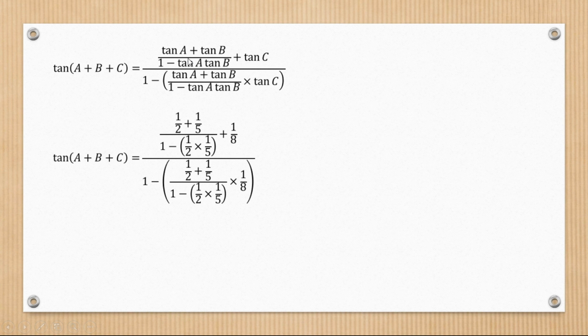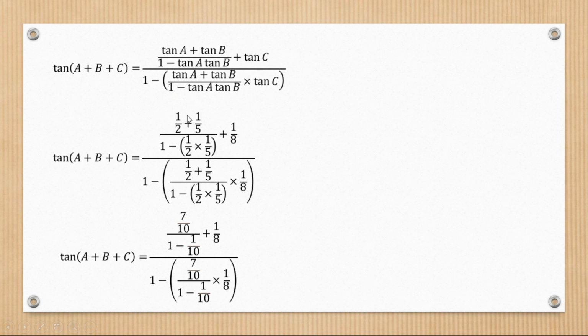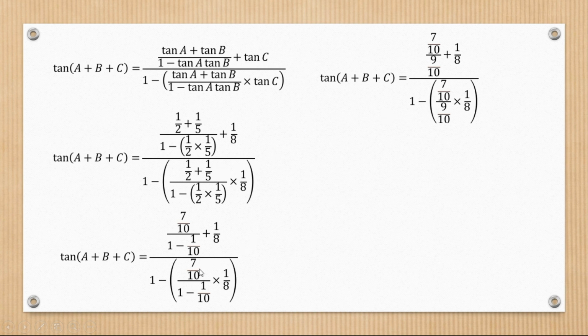So where there is tan of a, I'll put a half. Where there is tan of b, I'll put 1 over 5, and where there is tan of c, I put 1 over 8. So now basically what we're left with is to solve. So now from here I can say that what I'll get at the top here is going to be 7 over 10. Then right here, this times this shall give me 1 over 10, and then also here this shall give me 1 over 10, as you can see right there. So now basically the next step is I can actually just solve this.